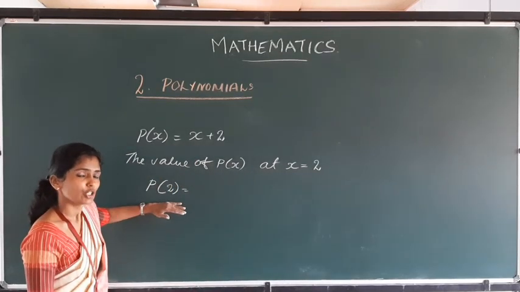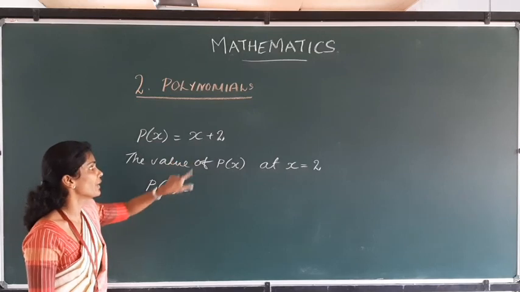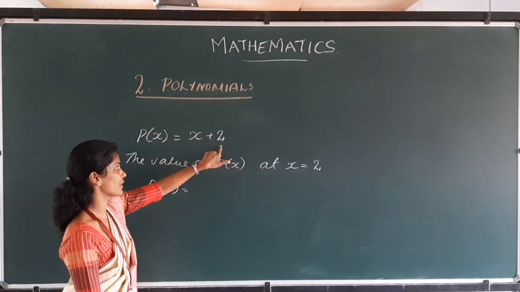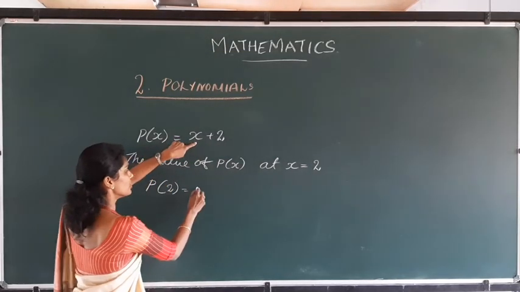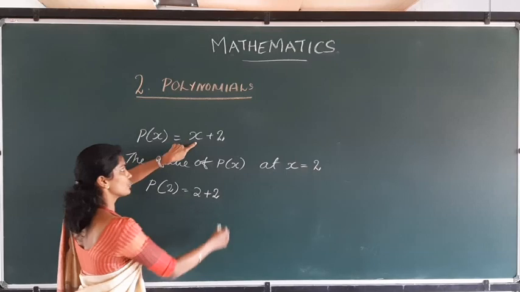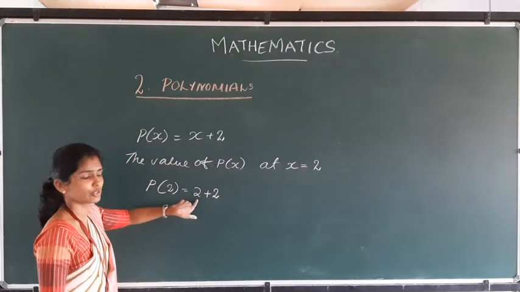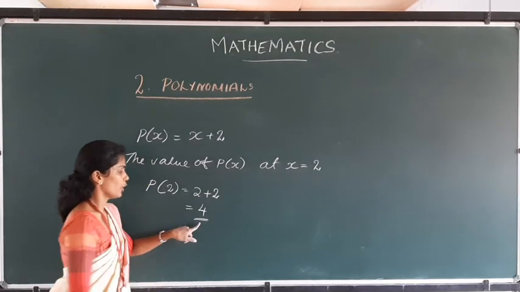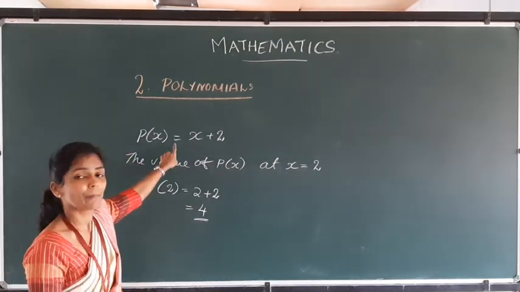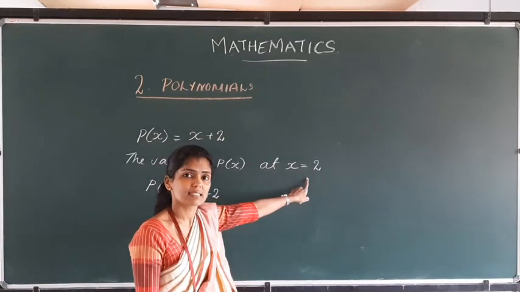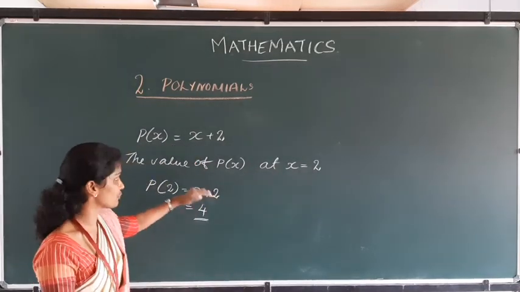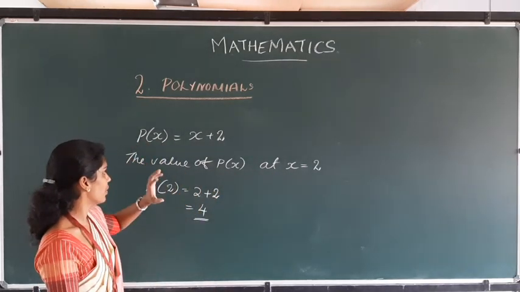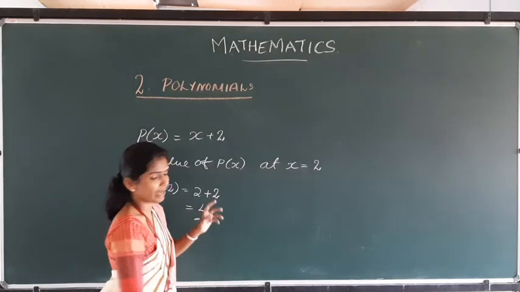How do we find this? You just substitute 2 in the place of x. Here x plus 2 is P of x. We write 2 plus 2 in the place of x. What is that? That is equal to 4. That means 4 is the value of P of x at x equal to 2. This is the value of the polynomial at x equal to 2. Then how do we find the value of P of x?